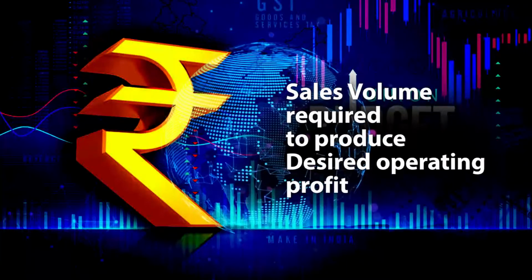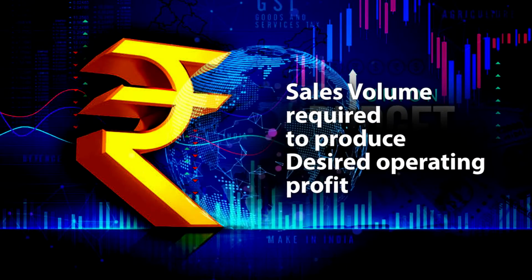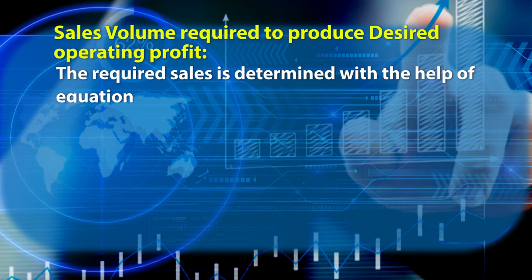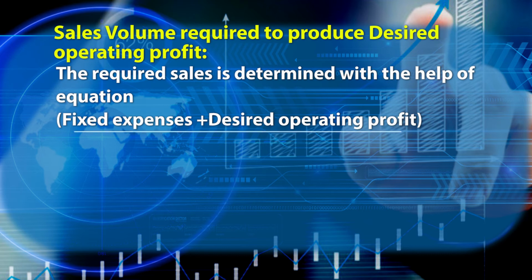The break-even analysis studies the fixed and variable cost behavior and thereby studies the effect of decisions upon cost and sales. Sales volume required to produce desired operating profit. One application of break-even analysis is to determine the required sales volume to generate a budgeted amount of profit. The required sales is determined with the help of the equation: fixed expenses plus desired operating profit divided by PV ratio. Let's understand this with the help of an example.